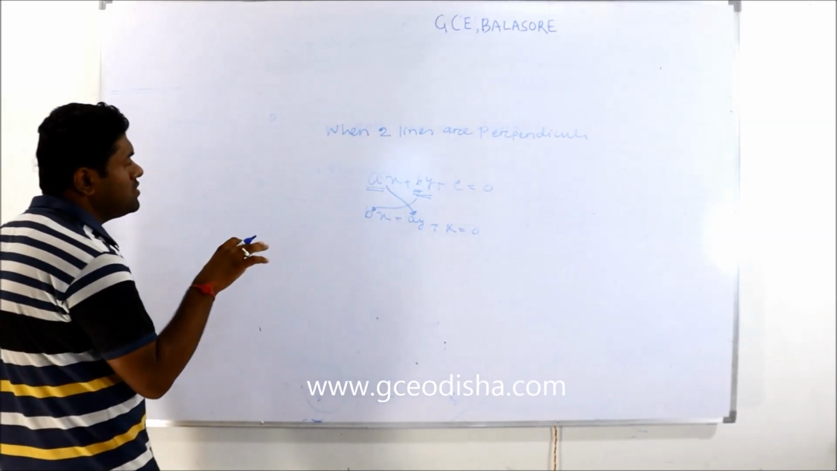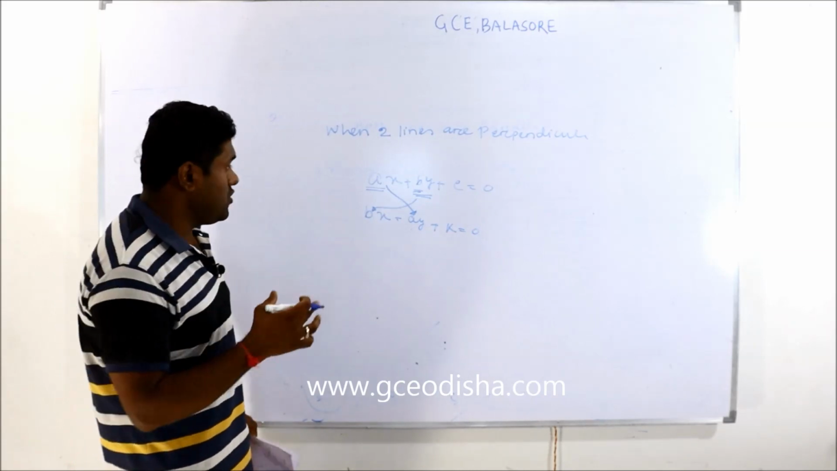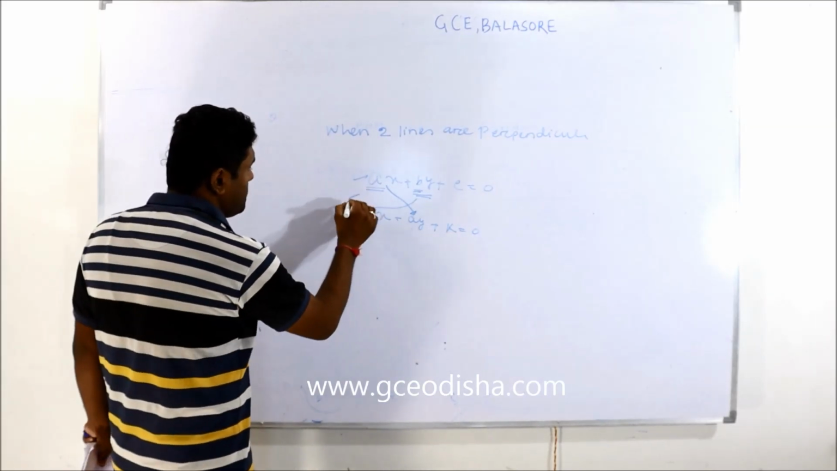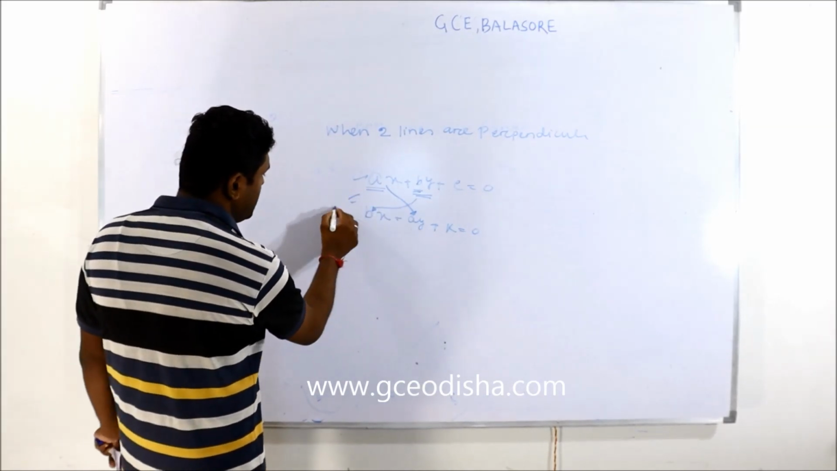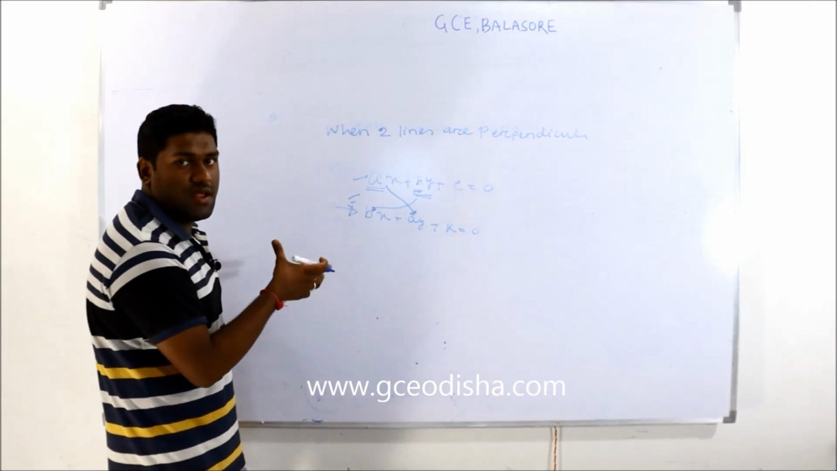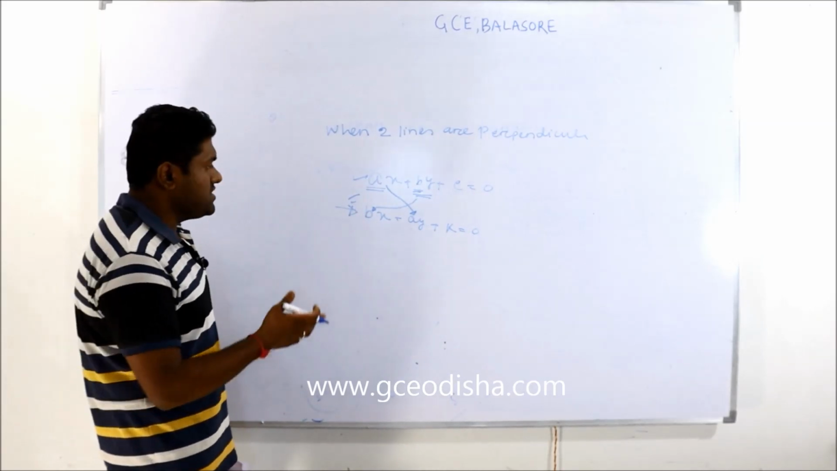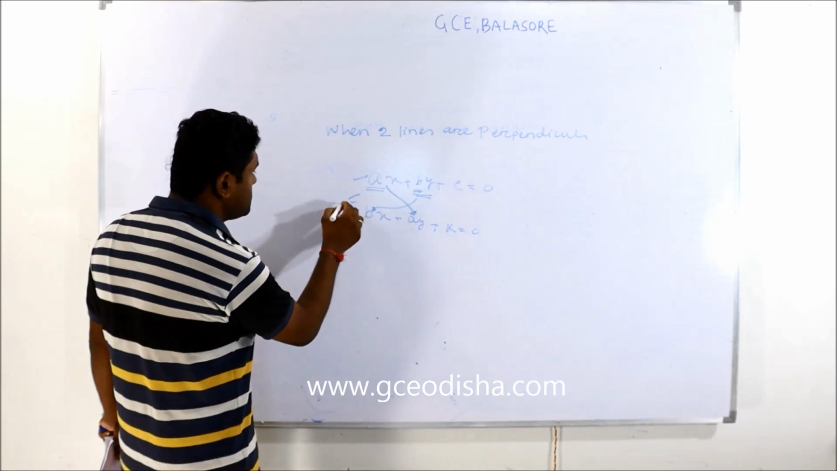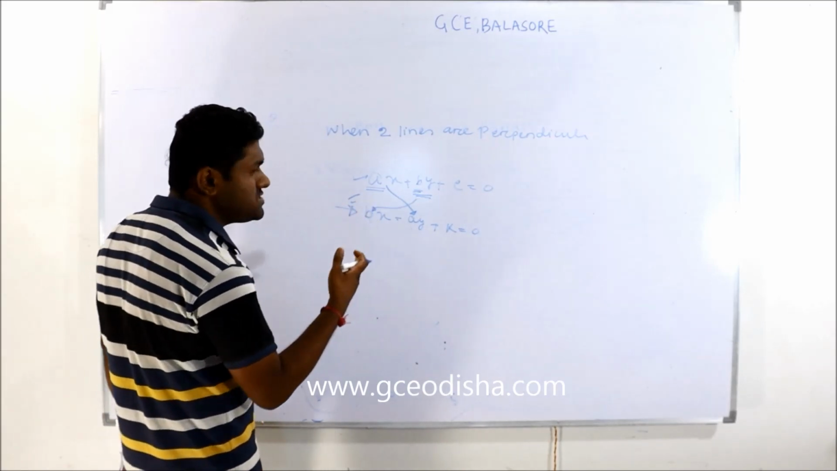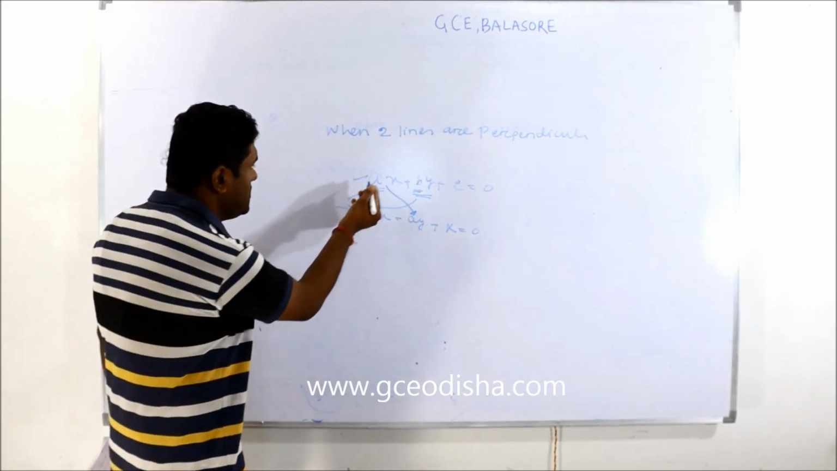How can you see that? Let's cross check. This is the equation. I told you this is the easiest formula. Just see the equation and you can mark the correct answer. But how can you cross check that the two lines are really perpendicular or not?